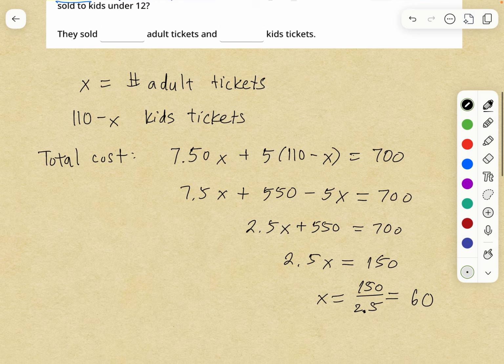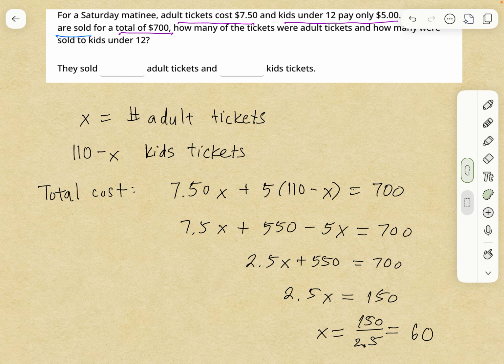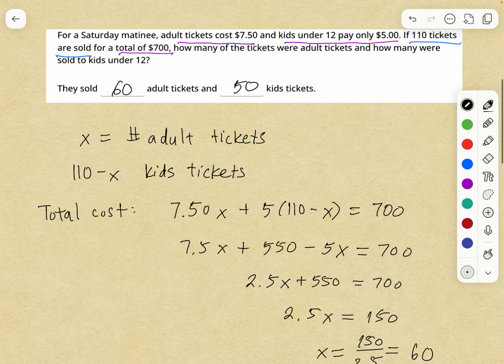Now what does that mean? Now you need to look back at what x was. How did we define x? The number of adult tickets. So there are 60 adult tickets. And how many kids tickets? Well, there's 110 minus x. And we know that x is 60. So it's 110 minus 60, that's 50. So the answer is they sold 60 adult tickets and 50 kids tickets.